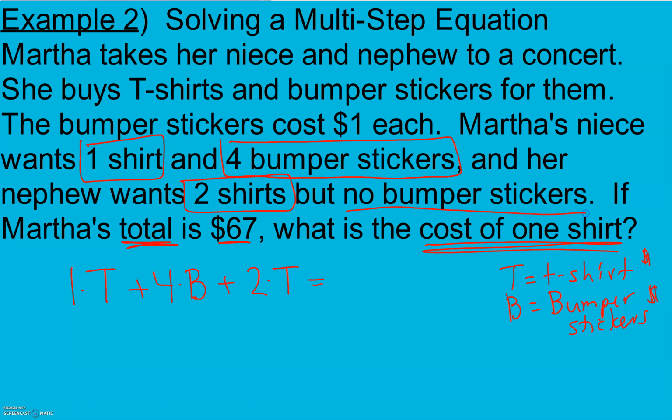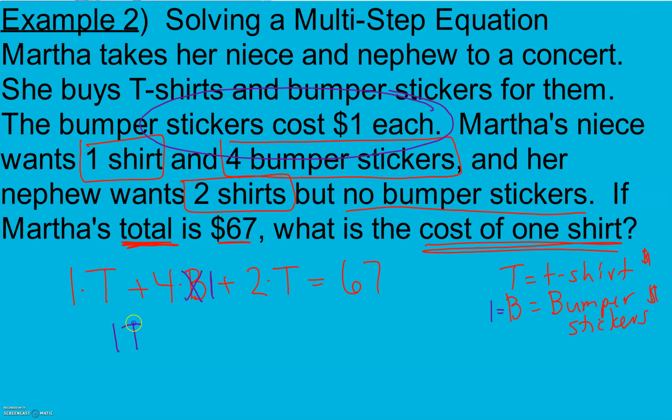And then no bumper stickers. The total again means we add up all of our costs and set it equal to 67. We also know a little bit more here. We know that bumper stickers cost $1 each. So B is going to be 1. Instead of a B, I'm going to put a 1.